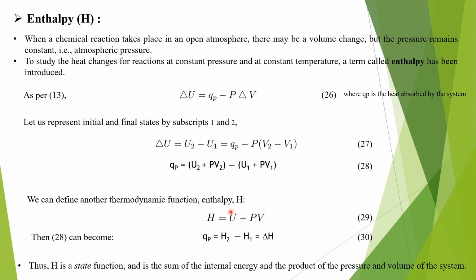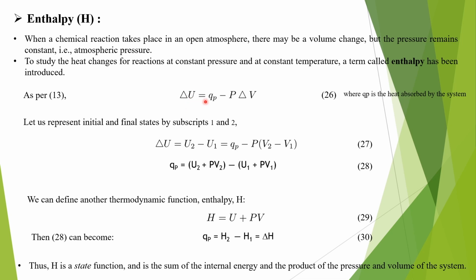So, when a chemical reaction takes place in an open atmosphere, there may be a volume change, but the pressure remains constant, that is atmospheric pressure. So, enthalpy comes when pressure remains constant. To study the heat changes for a reaction at constant pressure and constant temperature, a term called enthalpy has been introduced. Just what I mentioned now.